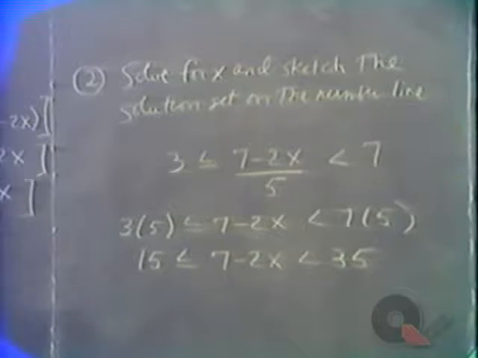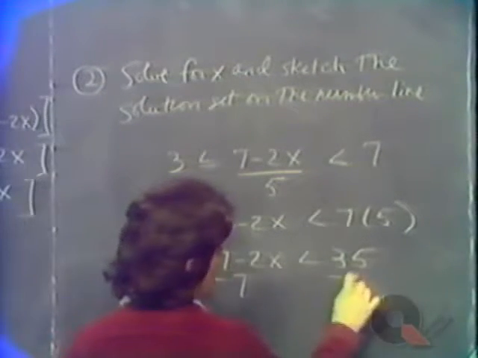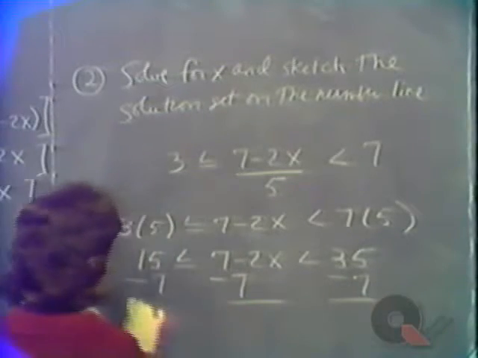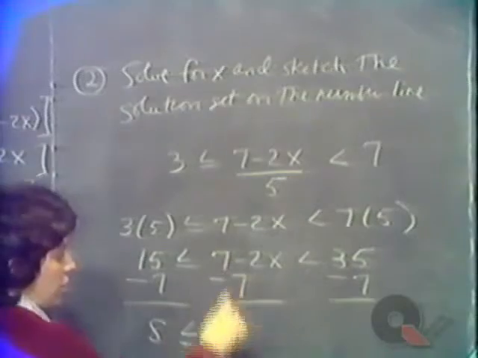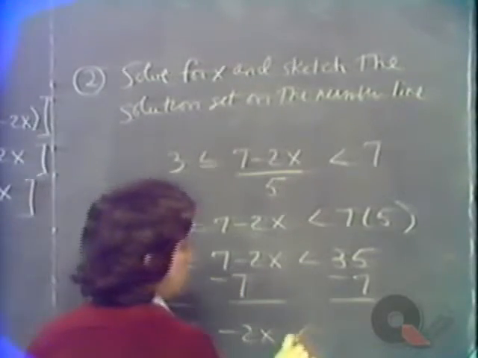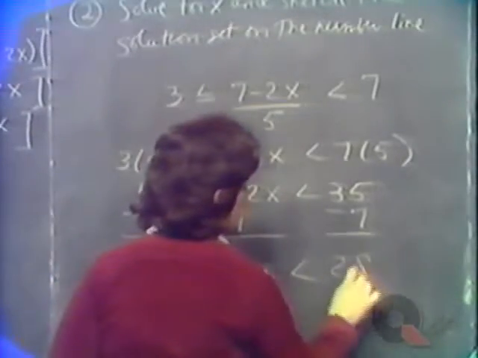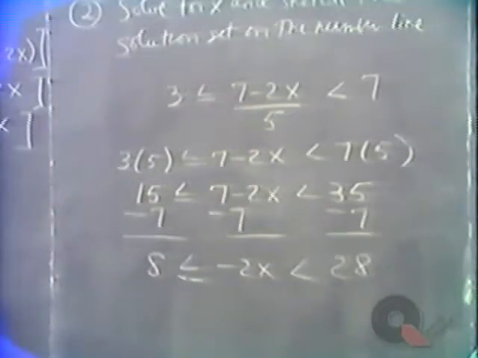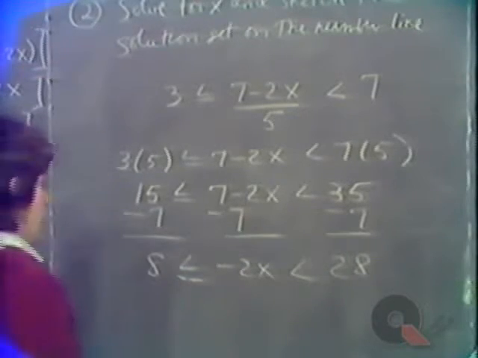Okay, now I'm going to subtract 7 from all parts of the inequality, also a legitimate thing to do. 15 minus 7, that's 8, less than or equal to minus 2x, less than 35 minus 7, or 28. Now the idea is to get x alone in the middle here. To do that, I have to divide through by minus 2, but since I'm going to divide by a negative number, I'm going to have to reverse the directions of the inequalities.